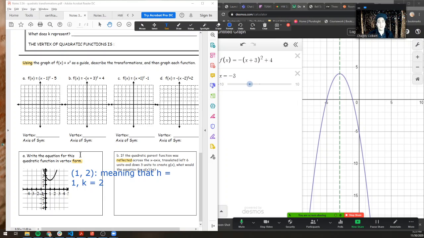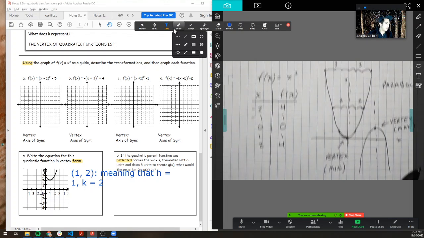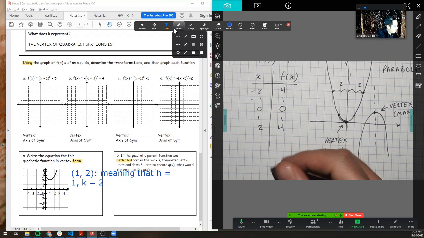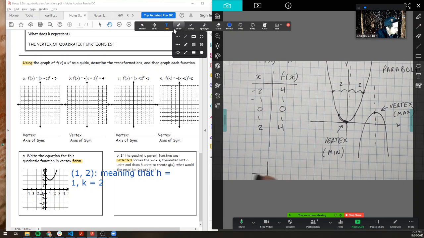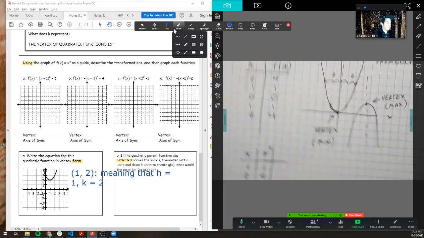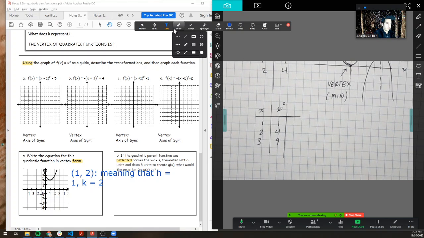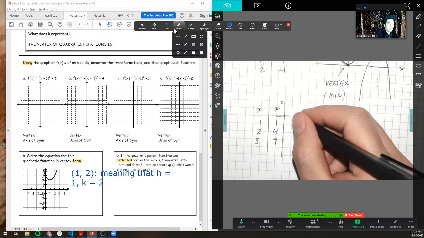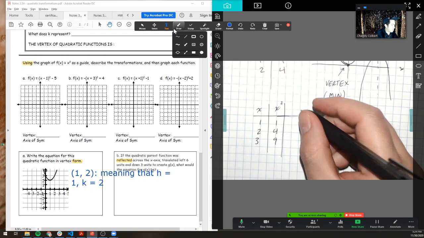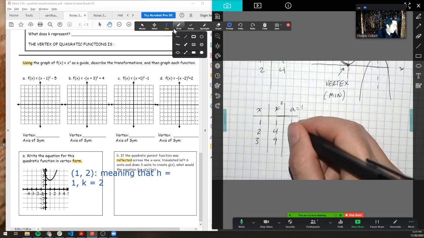So now you're asking, how do you find the a value? We talked about it a little bit for a second. Let me go back to my document. This idea that in the parent function, because a is 1, normally it's going to be over 1 up 1, over 2 up 4, over 3 up 9, because 1 squared is 1, 2 squared is 4, 3 squared is 9. And then you can graph it more easily if you know the a value and how to multiply it. So if a equals 1, then nothing changes.